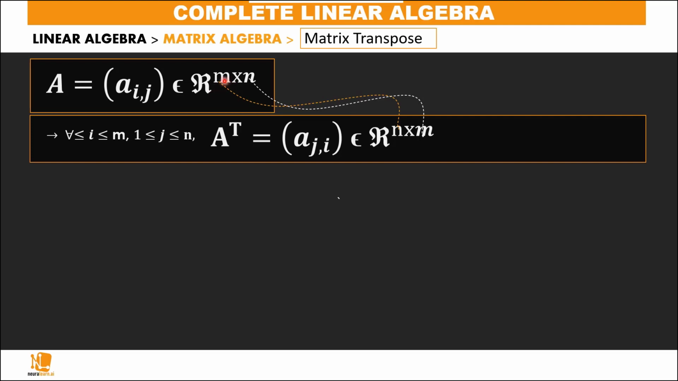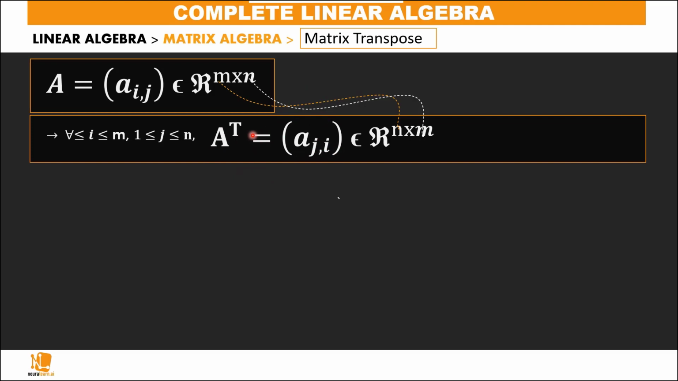Notice that the dimensions are flipped, so the number of rows of A becomes the number of columns of A transpose, and the number of columns of A becomes the number of rows of A transpose. Also, a_ij becomes a_ji, so if a_12 equals 8, it means a_21 is 8 for A transpose.